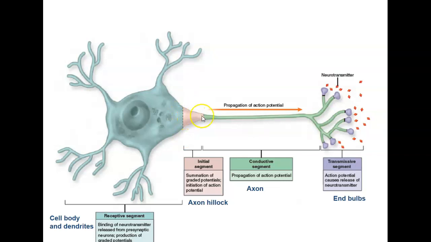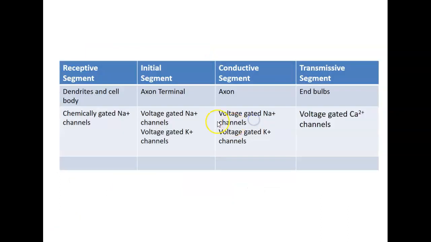Then we get propagation of the action potential in the conductive segment. The conductive segment has voltage-gated sodium and potassium channels. So when the sodium channels open, we end up with positive charges moving in. And when the potassium gates open, those potassium charges move out. So we have both of those.